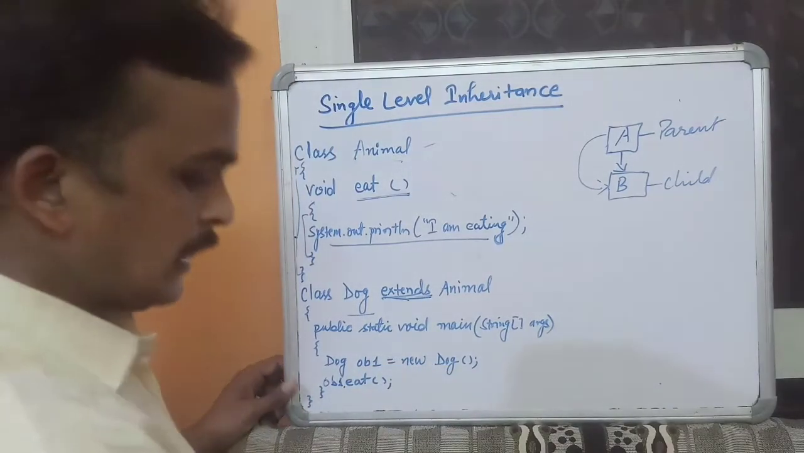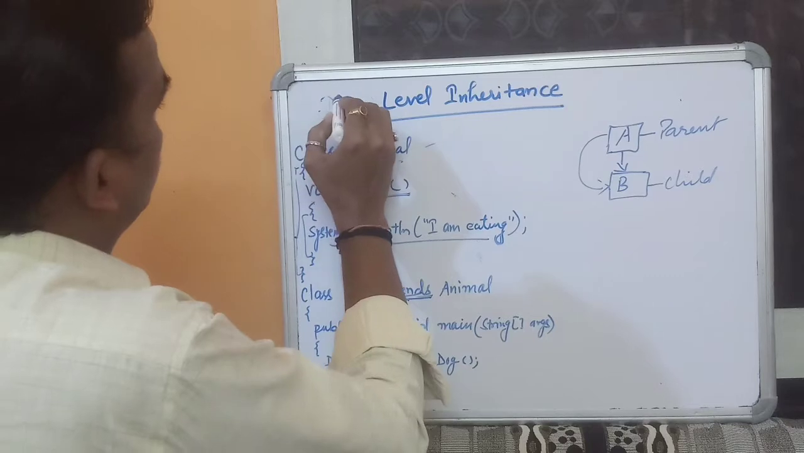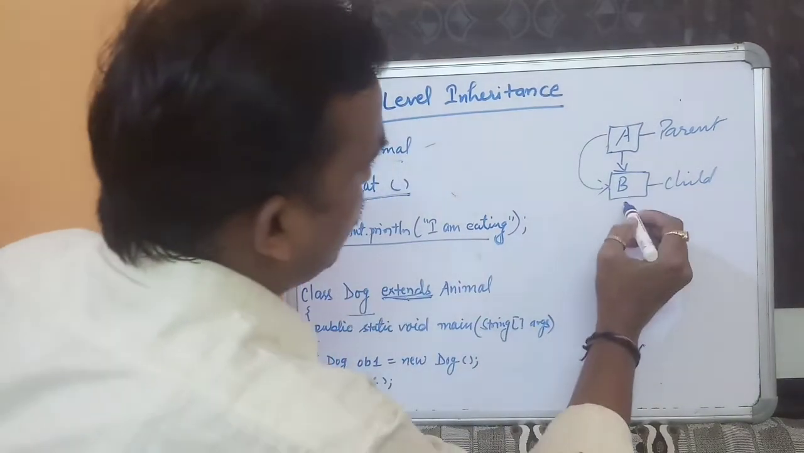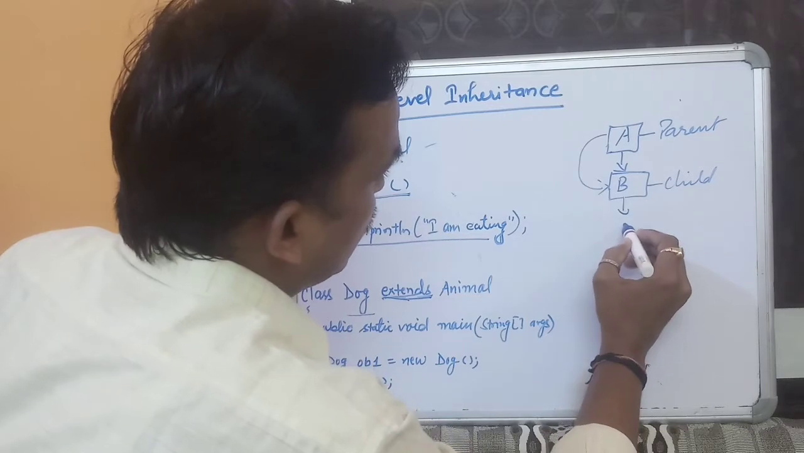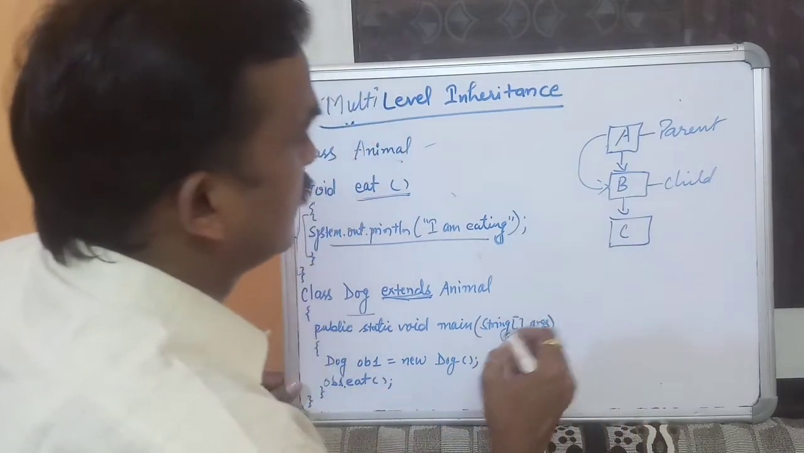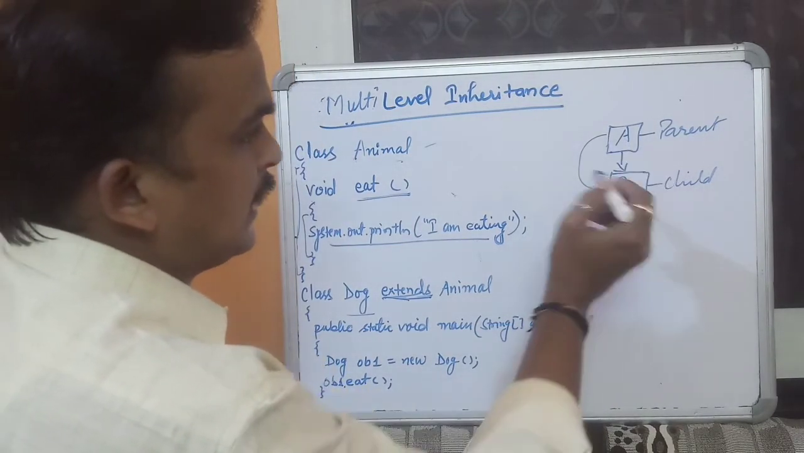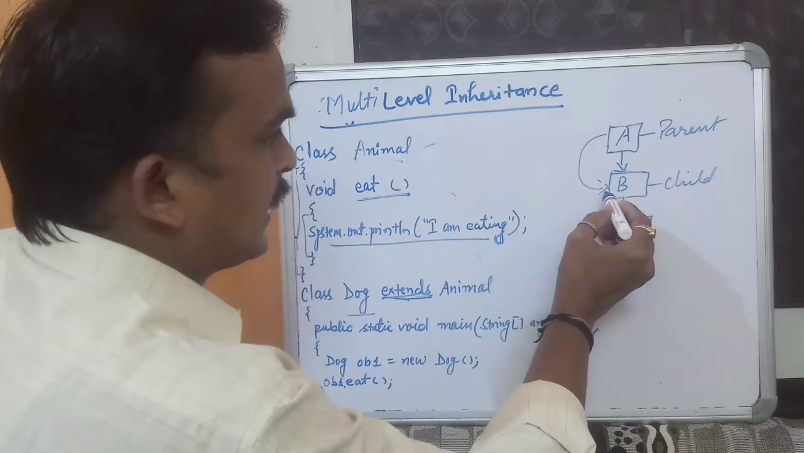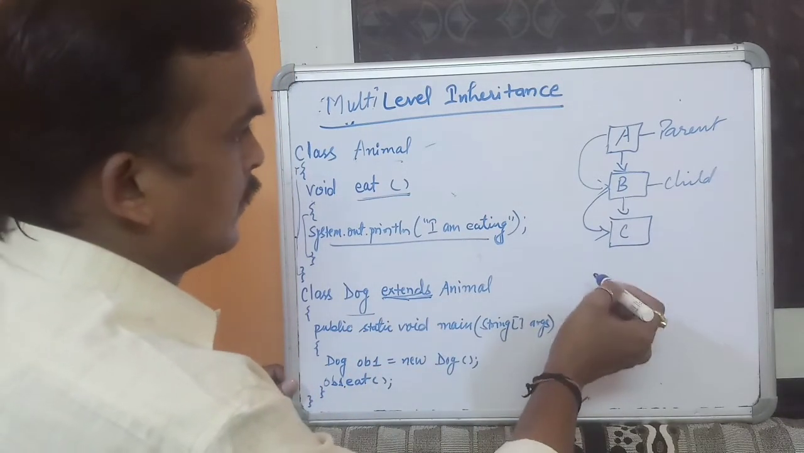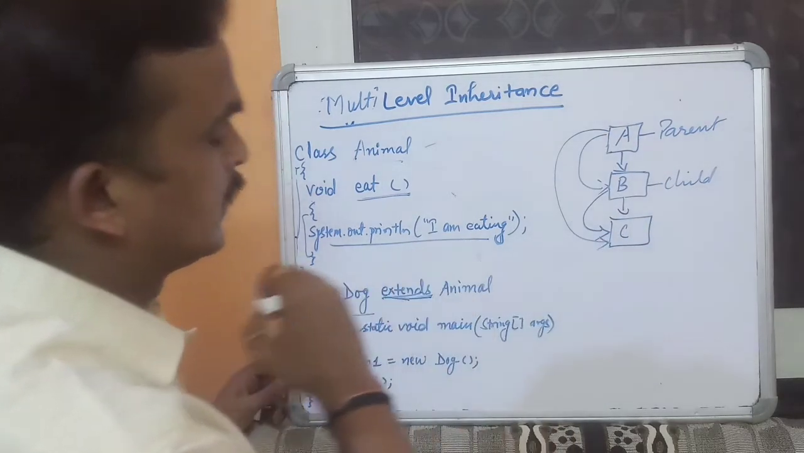If we talk about multi-level inheritance, the second one is multi-level. So what is multi-level? In multi-level we have one more class, that is C. Here all the properties of class A are accessed by class B, and all the properties of B can be accessed by class C. So finally all the properties of class A can be accessed by class C.